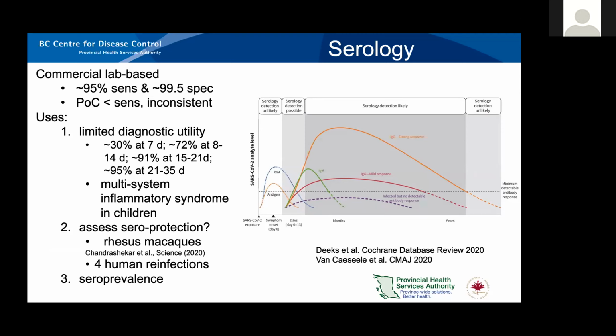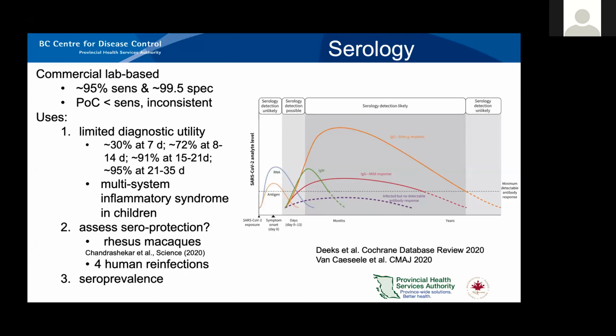If you look at the uses of serology, what's been shown is that it actually has limited diagnostic utility. And the reason is that it usually takes 2 to 7 days for most people to get diagnosed through an exposure and being NAT positive. But with serology, about 30% will be positive at day 7, 72% by 8 to 12, 91% by 15 to 21 days, and about 95% by day 21 to 35. And this is summarized in a Cochrane database review.